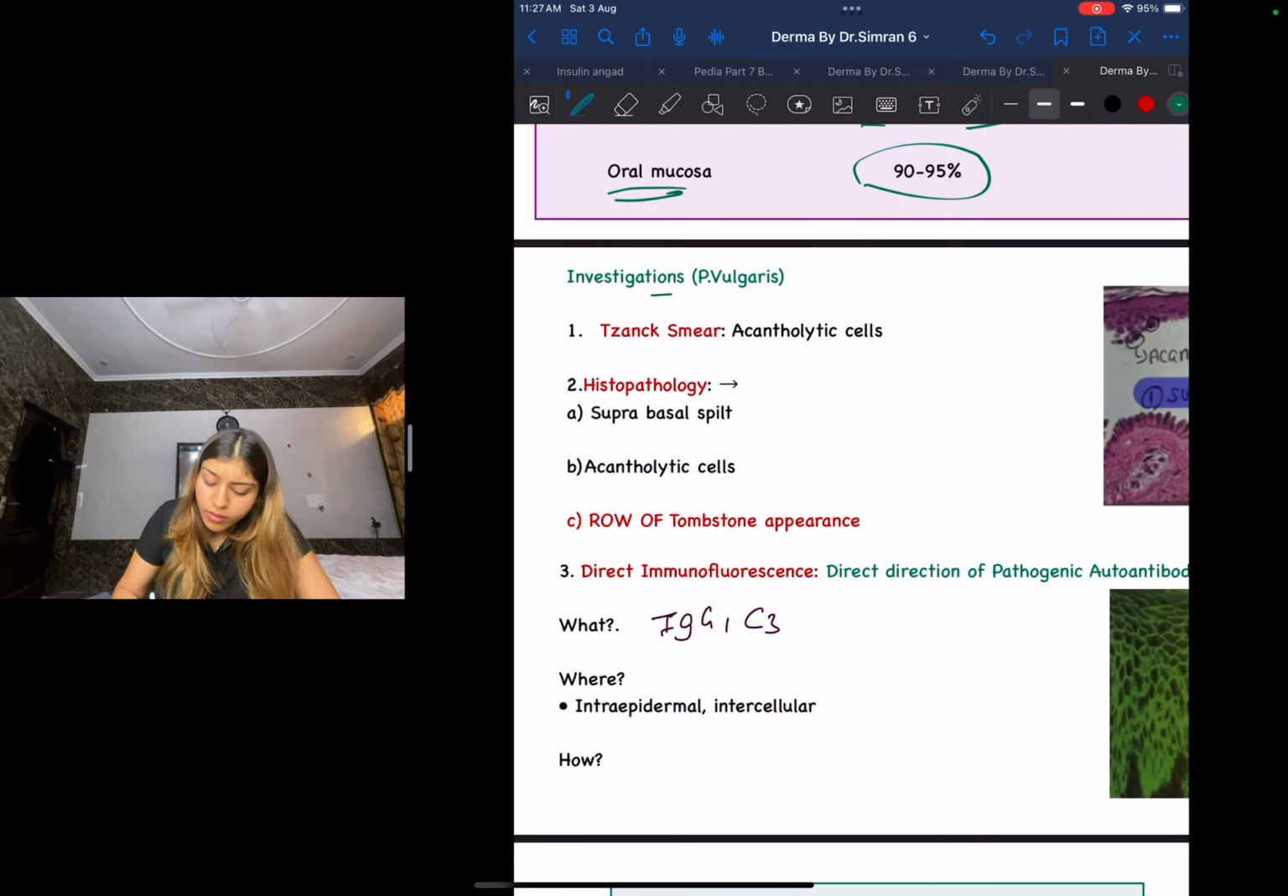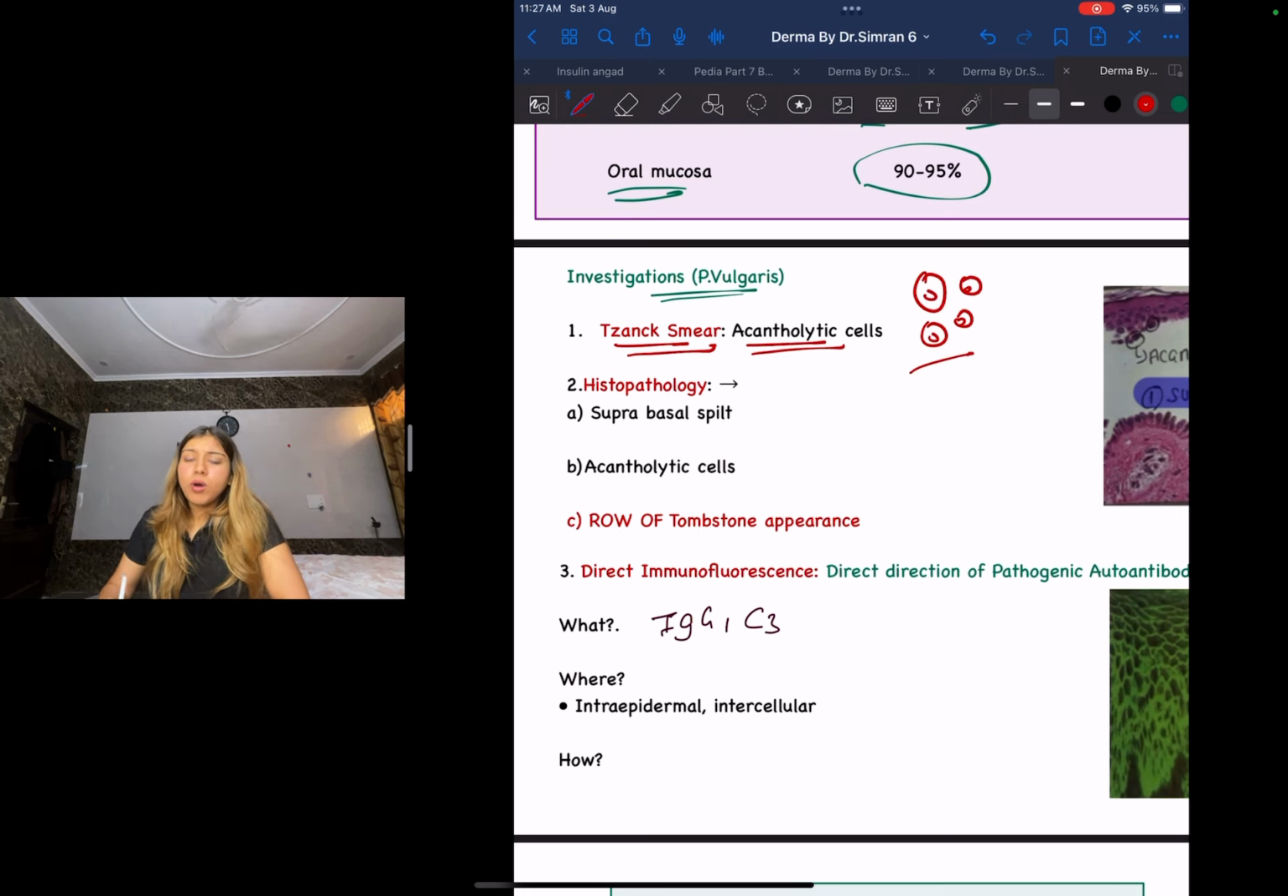For pemphigus vulgaris, since I mentioned earlier that acantholysis is taking place in patients with pemphigus vulgaris, hence on Tzanck smear, what will I see? I will see acantholytic cells. Understood? Acantholytic cells are also called Tzanck cells, right? We mentioned this earlier. Now very important guys is the histopathology of this patient.